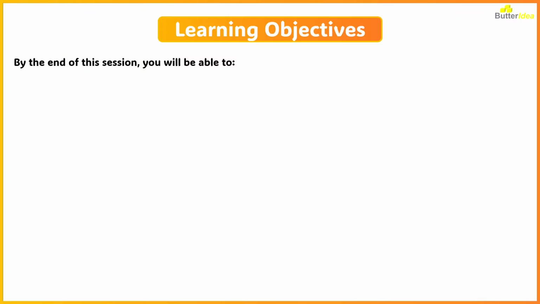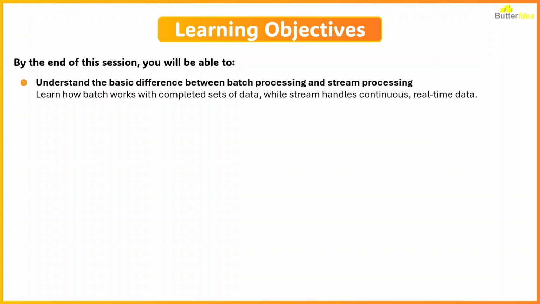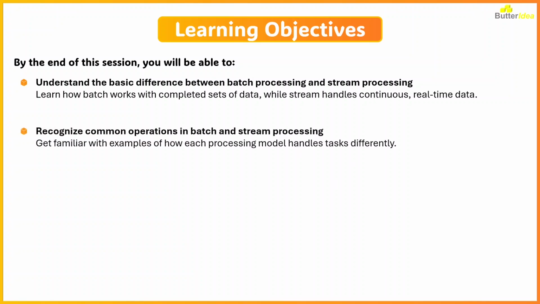Here are the learning objectives for this session. By the end of this video, you will be able to understand the basic difference between batch processing and stream processing, including how batch works with completed sets of data, while stream handles continuous, real-time information. You will also be able to recognize common operations used in both batch and stream processing, and see how these approaches behave differently depending on the task.